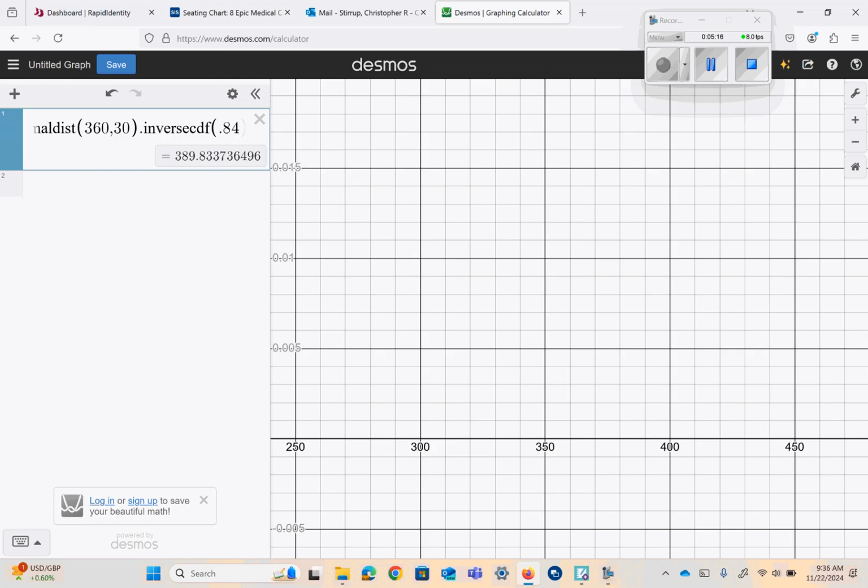Says, answer each, do not shade the bell curve. Okay, so 4, 5, and 6. 4, 5, and 6 are not related to these trees. Okay, so I'm going to move this up. Move this up. So 4, 5, and 6.